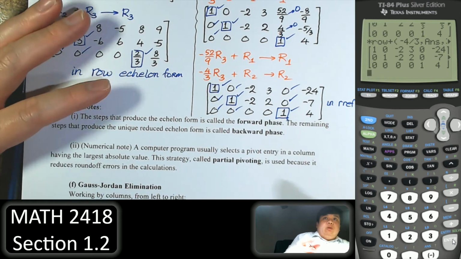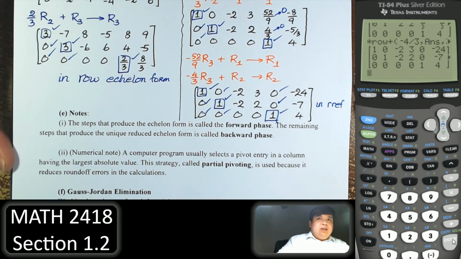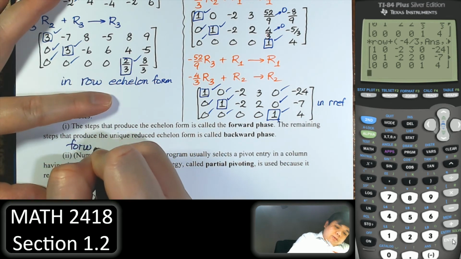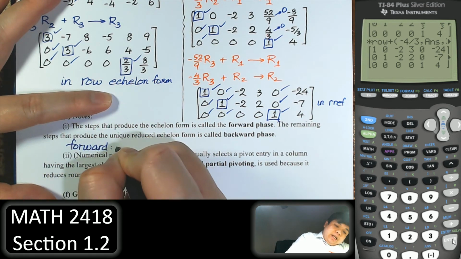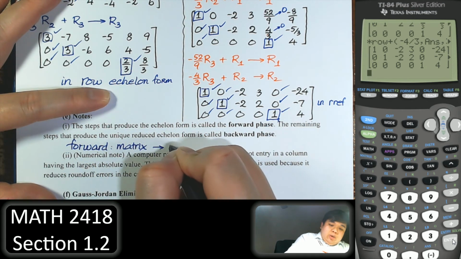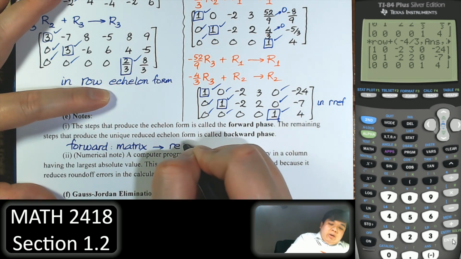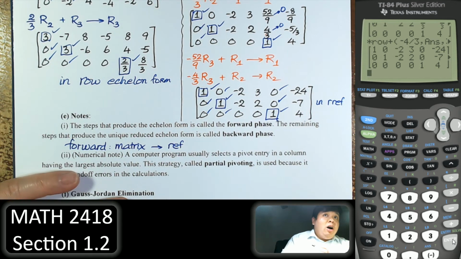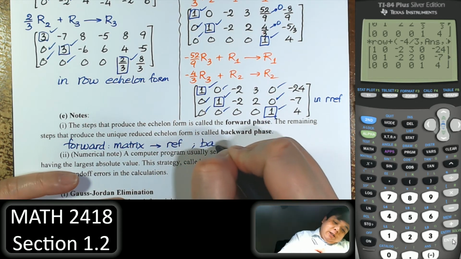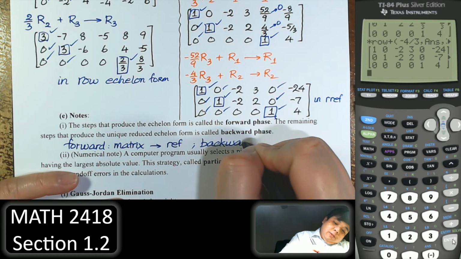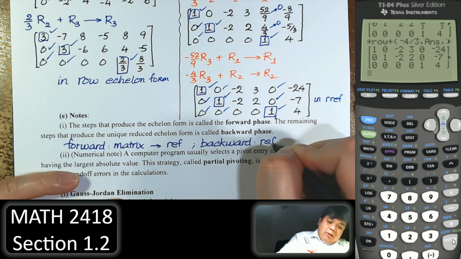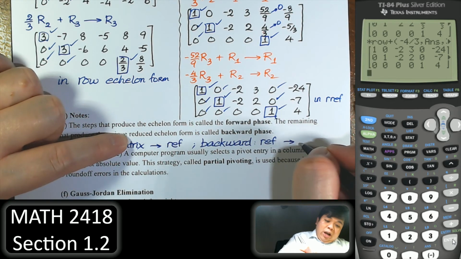So the forward phase is we go from the original matrix to the row echelon form. We call it the REF. And then the backward phase is from the echelon form to reduced row echelon form.